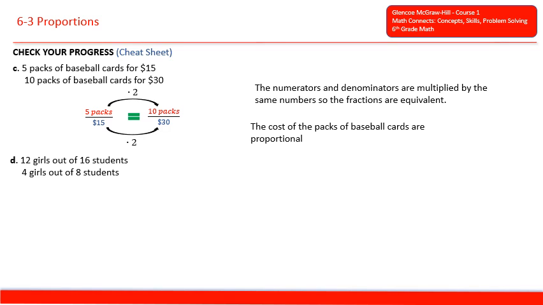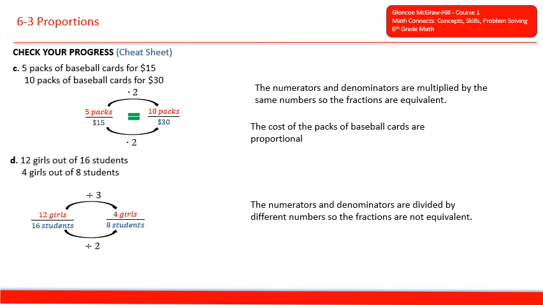D, 12 girls out of 16 students, or 4 girls out of 8 students. So we put 12 girls over 16 students and 4 girls over 8 students. If we divide 16 students by 2, we get 8. And if we divide 12 girls by 3, we get 4. The numerators and denominators are divided by different numbers, so the fractions are not equivalent. The number of girls and number of students are not proportional.